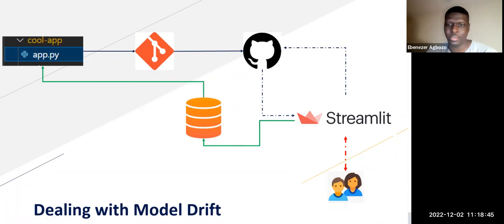Yeah. So model drift, or model decay, is important. That's when a model begins to work not so well as before. So it's something we have to take a good look at.